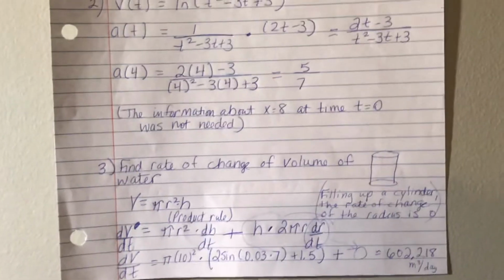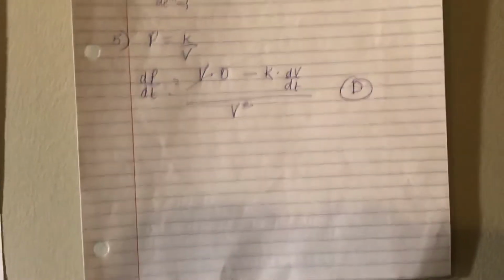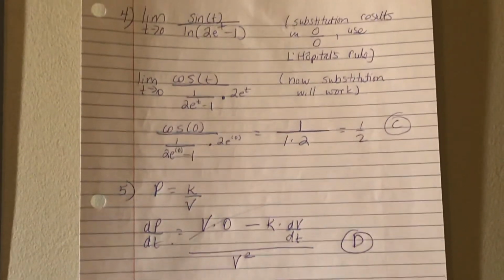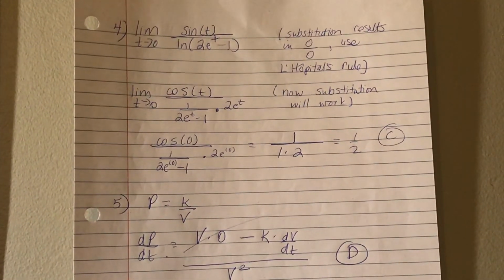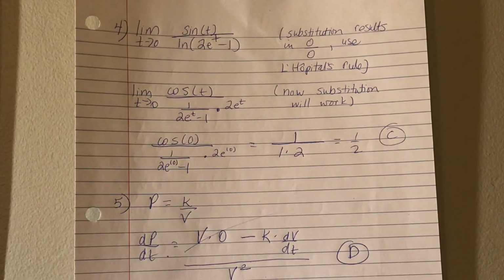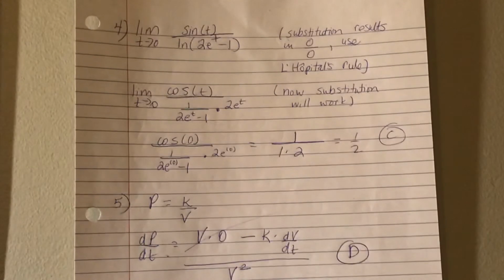Question 4 is L'Hopital's rule. So if I'm going to work out that limit and I try to do it with substitution, I would get 0 over 0. That is a case where you could use L'Hopital's rule to figure out the limit.